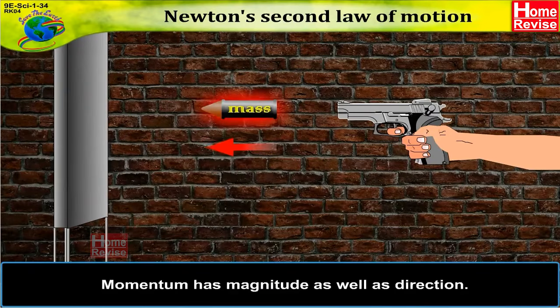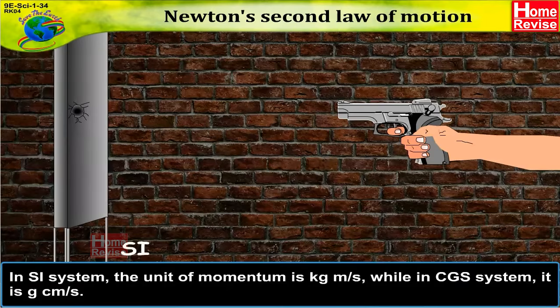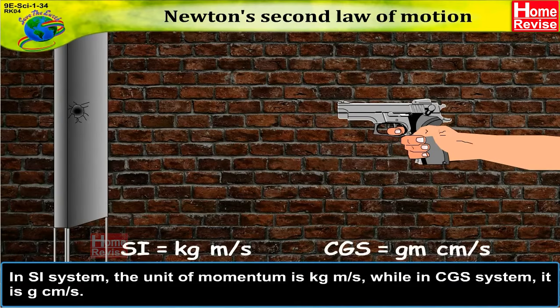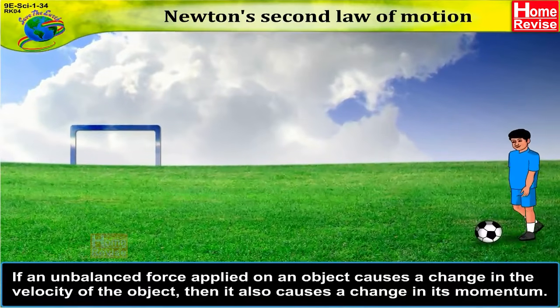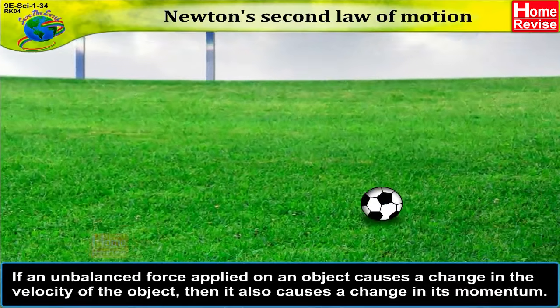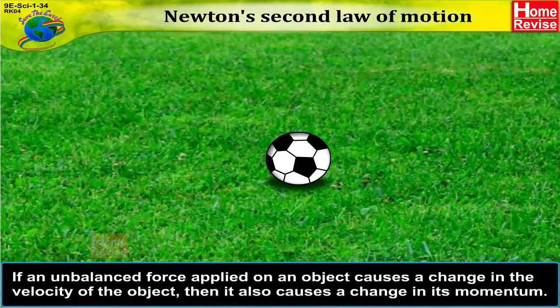Momentum has magnitude as well as direction. Its direction is the same as that of velocity. In SI system, the unit of momentum is kg meter per second, while in CGS system it is grams centimeter per second. If an unbalanced force applied on an object causes a change in the velocity of the object, then it also causes a change in its momentum.